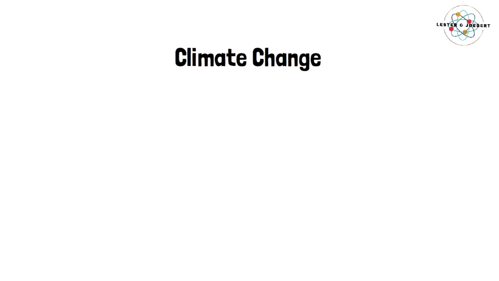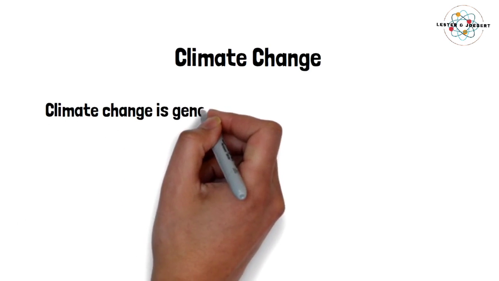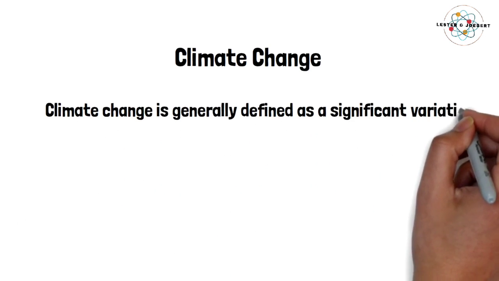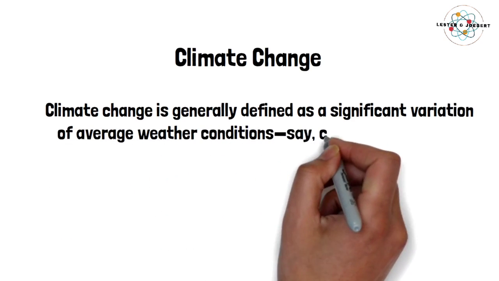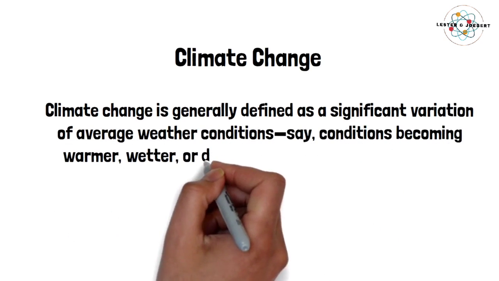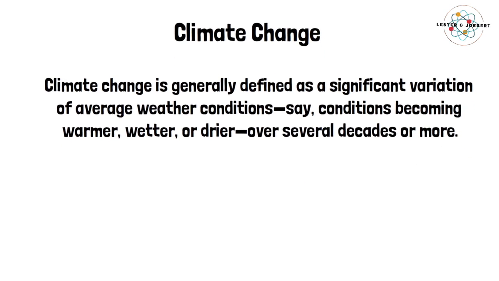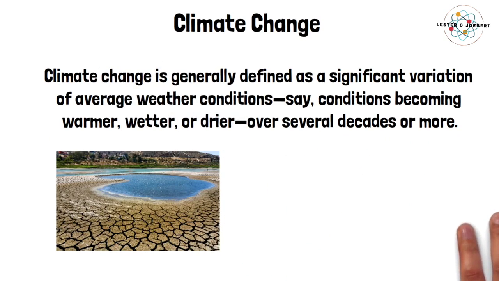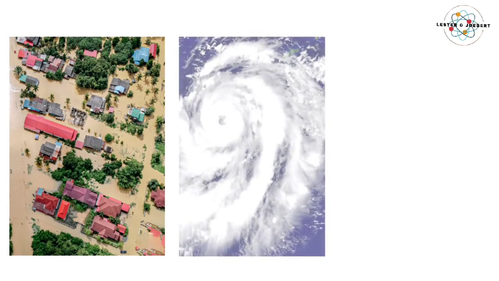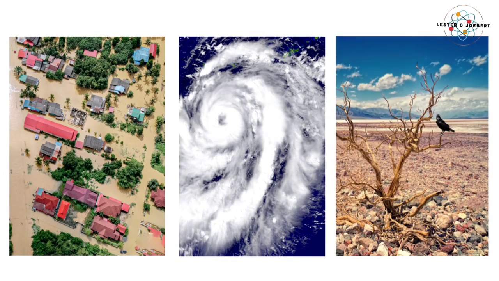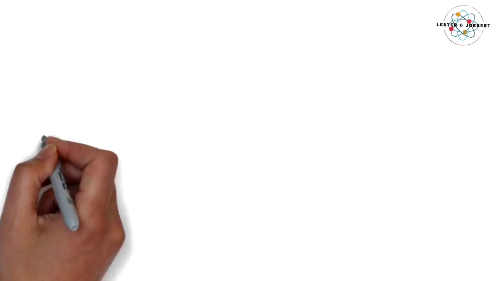Next, we have climate change. Climate change is generally defined as a significant variation of average weather conditions, say conditions becoming warmer, wetter, or drier over several decades or more. It's the long-term trend that differentiates climate change from natural weather variability. Record floods, raging storms, and deadly heat. Climate change manifests itself in myriad ways and is experienced by every living being, although not equally.